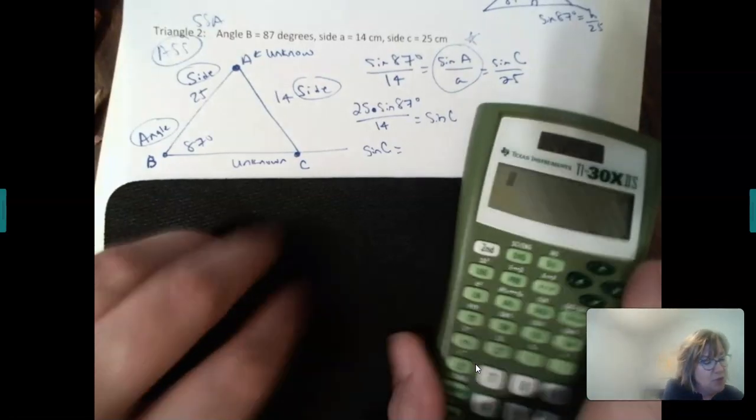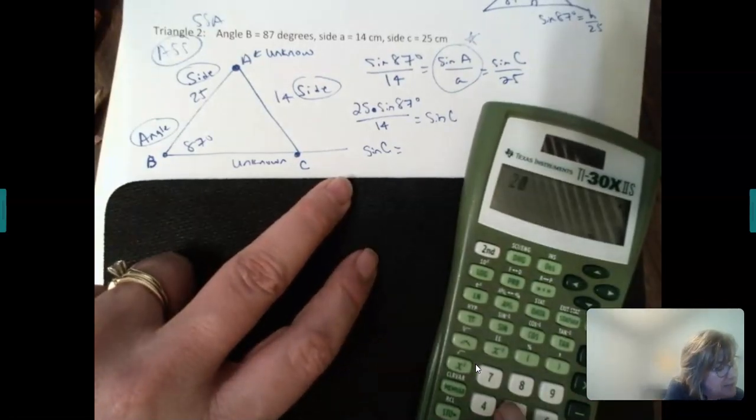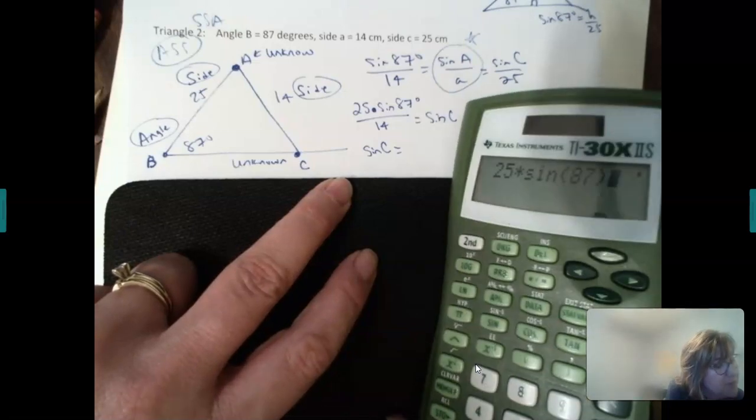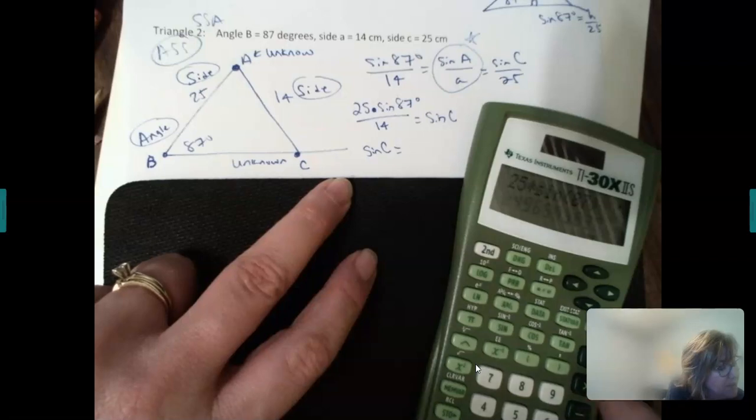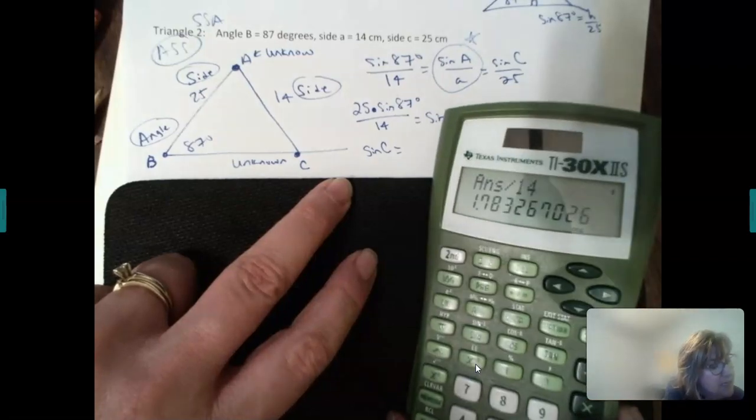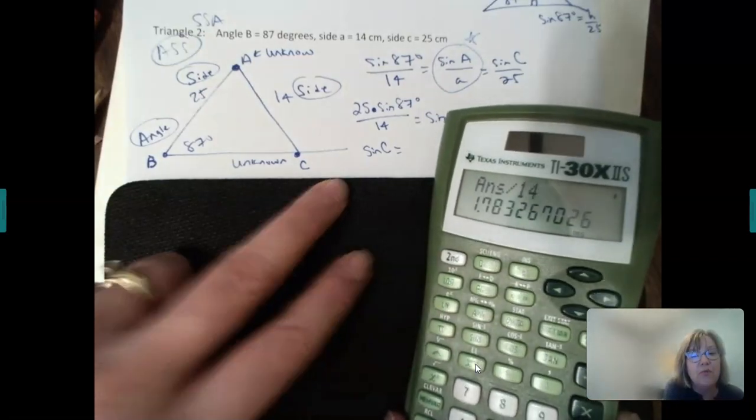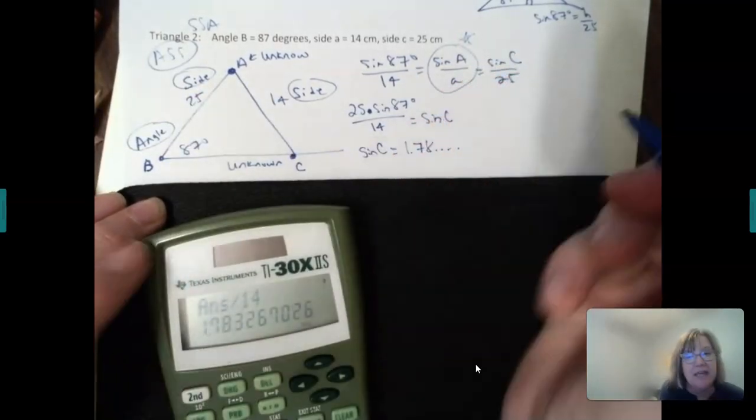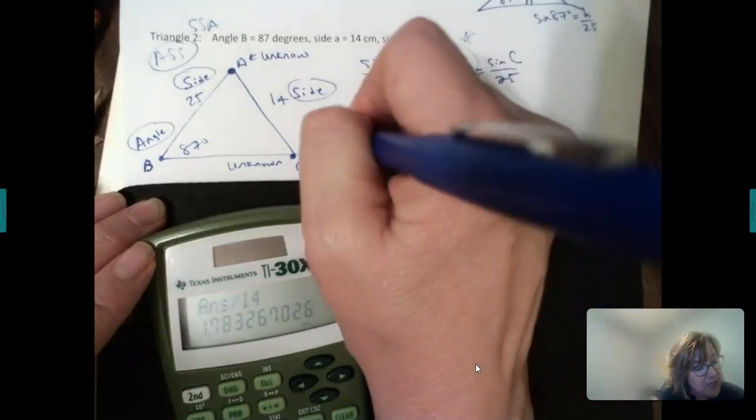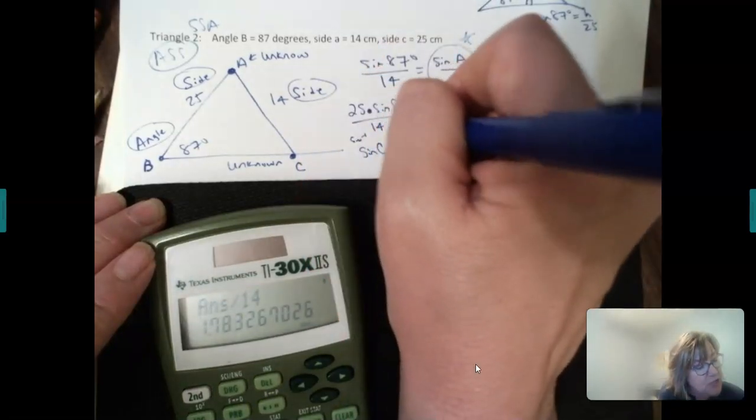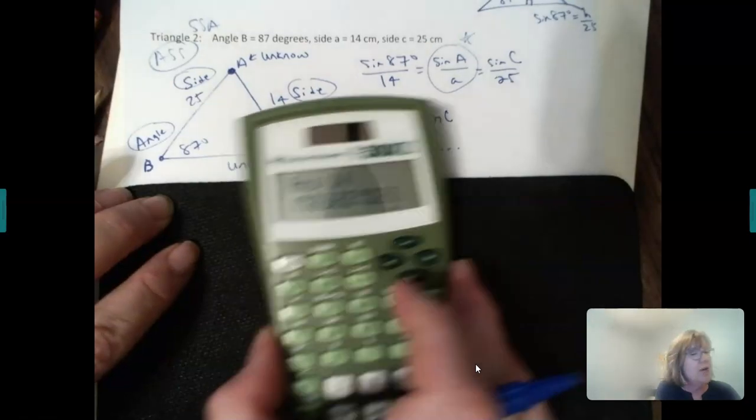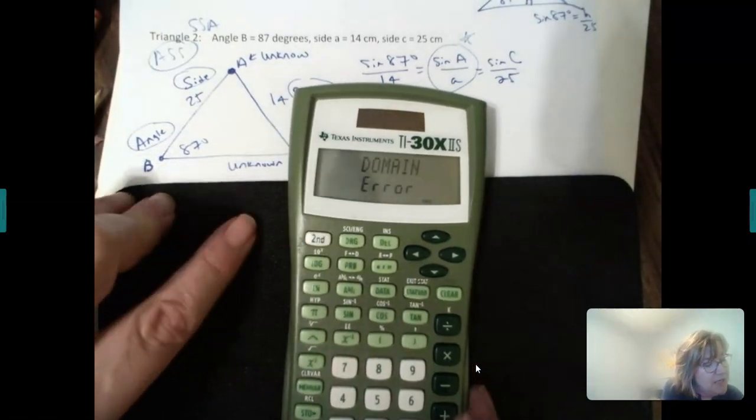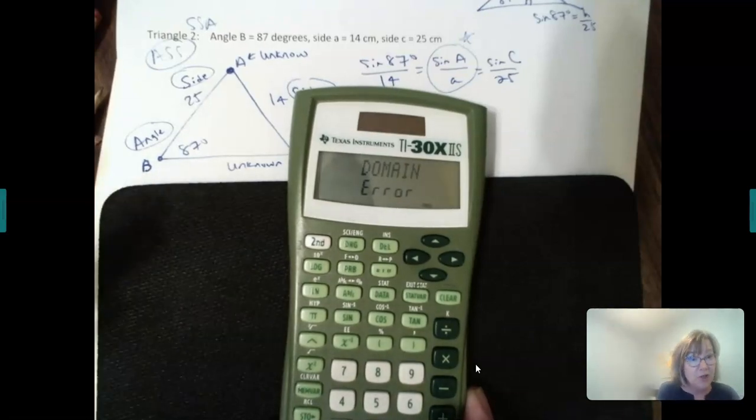And so if you do that, you're going to get, let's see, 25. And notice we almost have a right angle, right? I mean, we're pretty darn close. Sine of 87, enter, divide by 14. And I get sine of 1.78. And if you're on autopilot and you're not thinking, you might do inverse sine to both sides. But notice if you do that, oh, you're going to get an error. And it tells you it's a domain error.